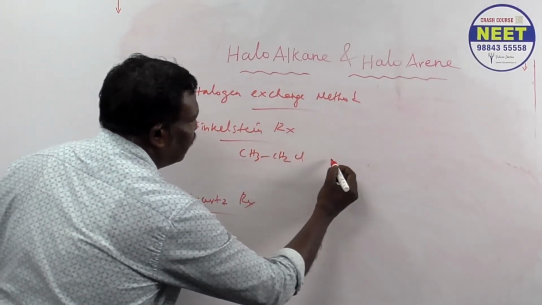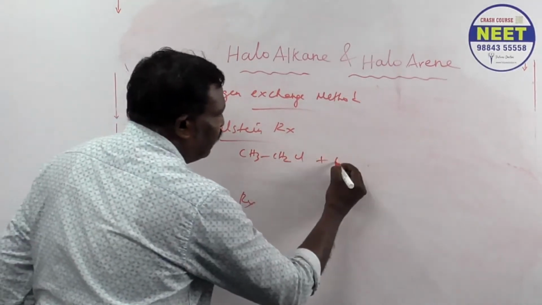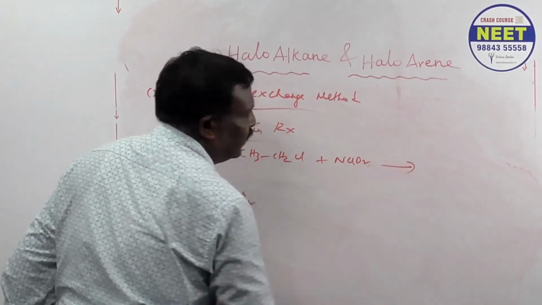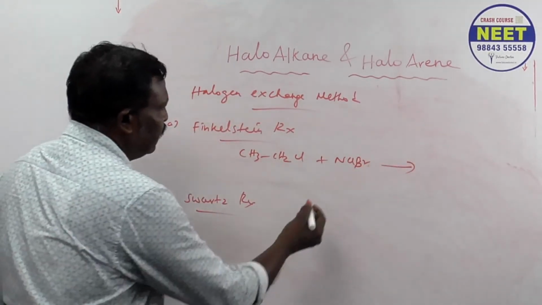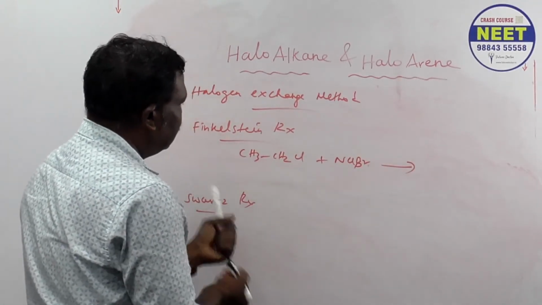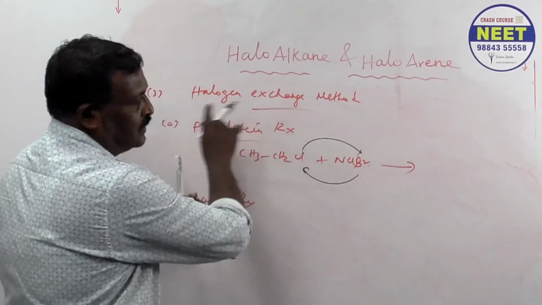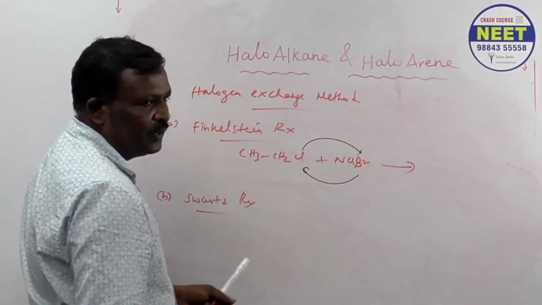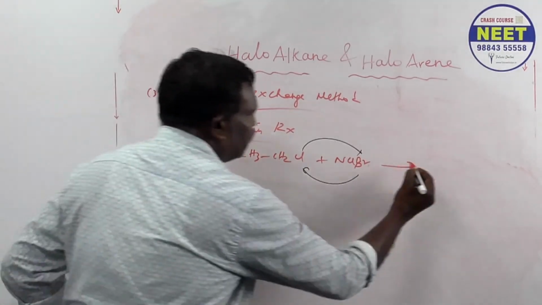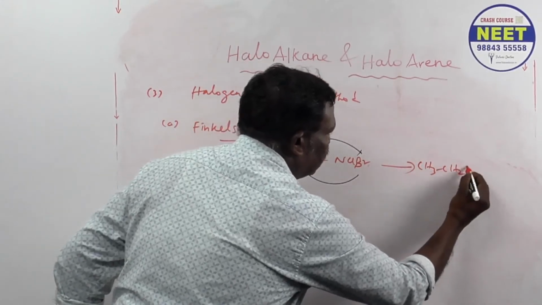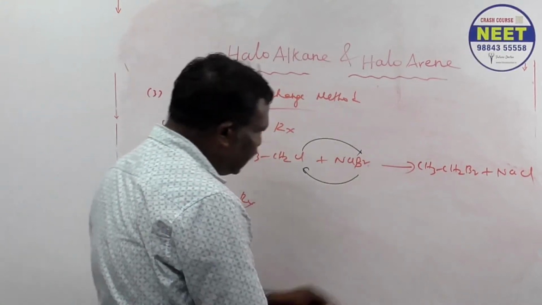Suppose you have chloroethane and I want to get bromoethane. Then we can use sodium bromide. You know that. What happened? The two halogens are exchanged. That is called halogen exchange reaction. So what's the product? CH3CH2Br, correct or not? Plus NaCl.